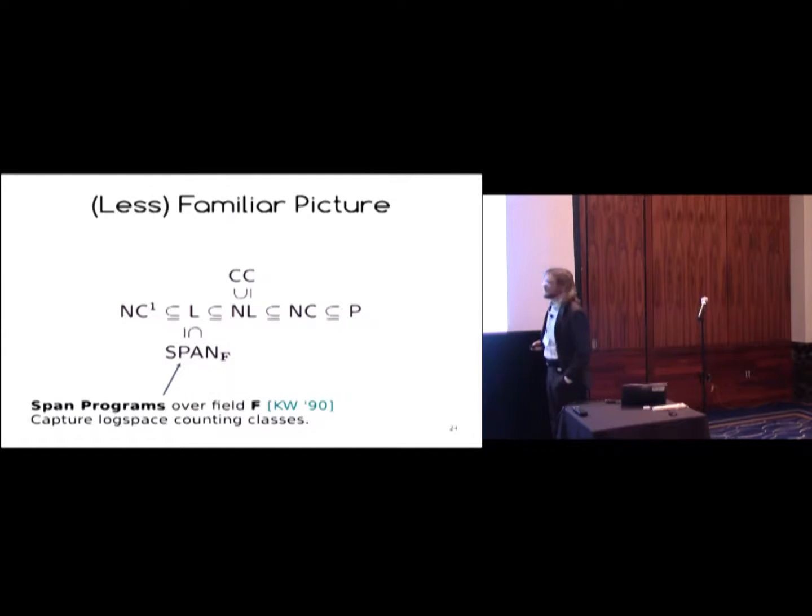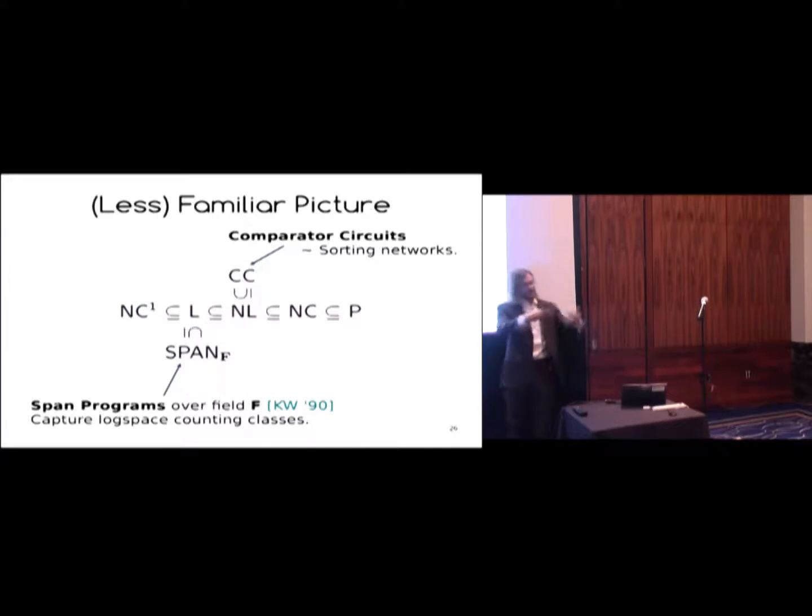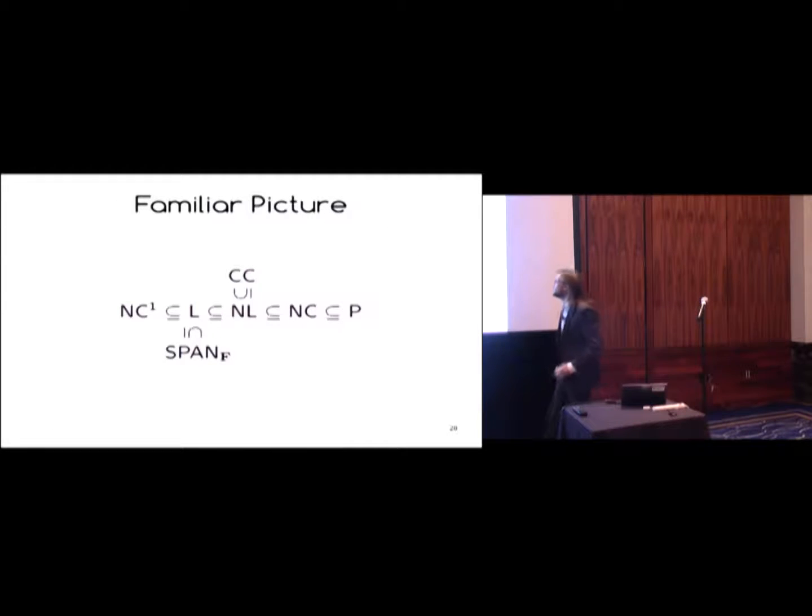On the other hand, we also have these comparator circuits. These have been much less well studied. I'm not going to talk about them too much, but if you want to know what they are, just think of them as being like sorting networks. We have a bunch of wires going left to right. We label the wires with input variables, and the gates essentially sort bits into some increasing order. So this is now a familiar picture.